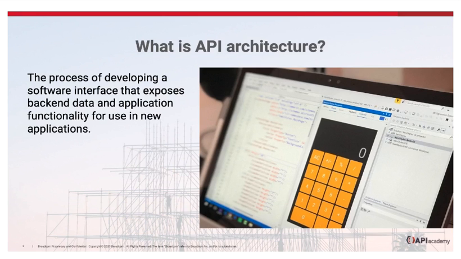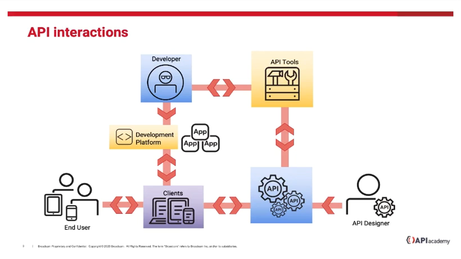What is API architecture? The term API design or API architecture refers to the process of developing a software interface that exposes backend data and application functionality for use in new applications. This includes the process of bridging between your APIs and developers to enable the creation of applications that allow end users to consume the APIs.